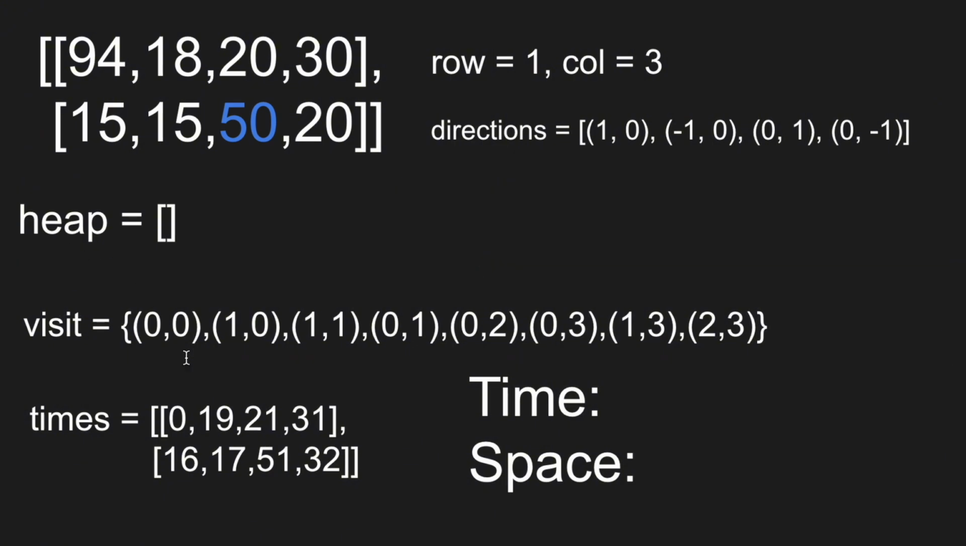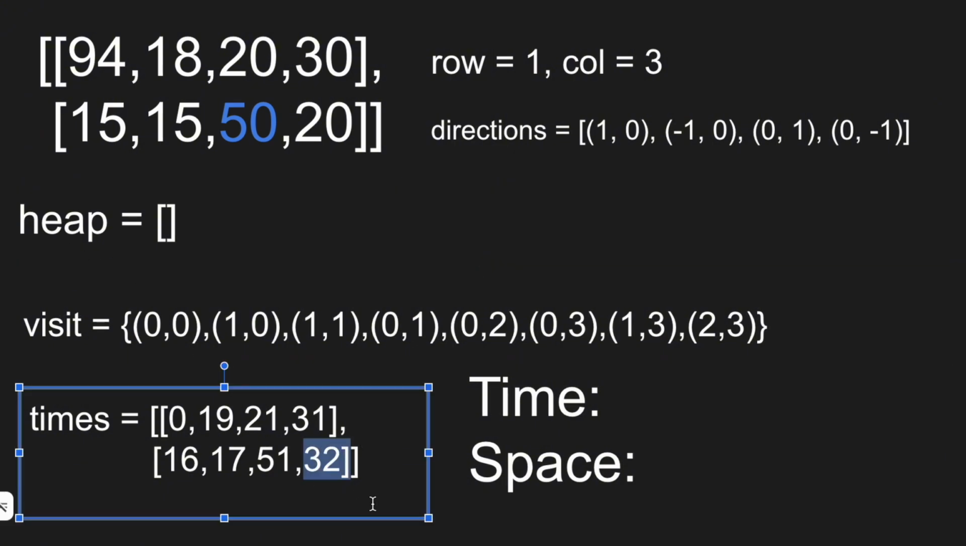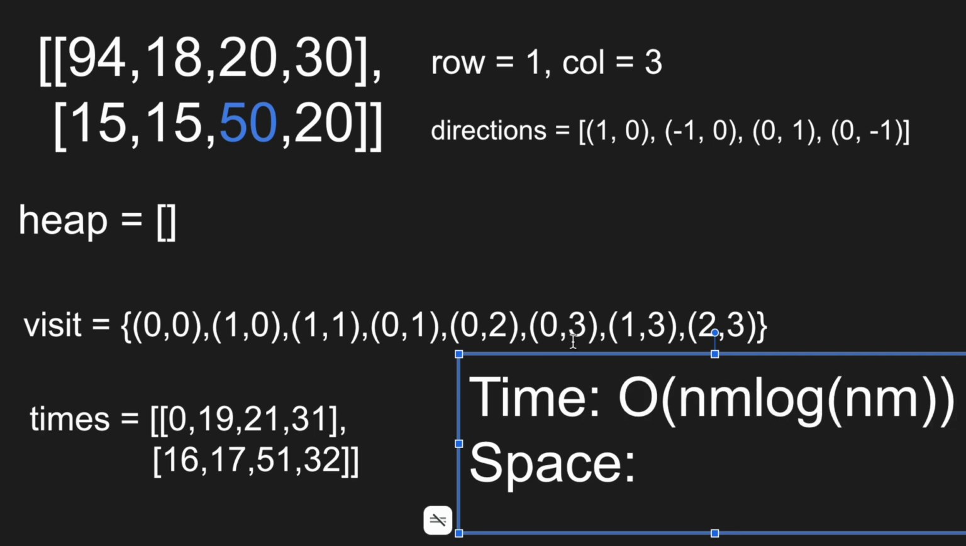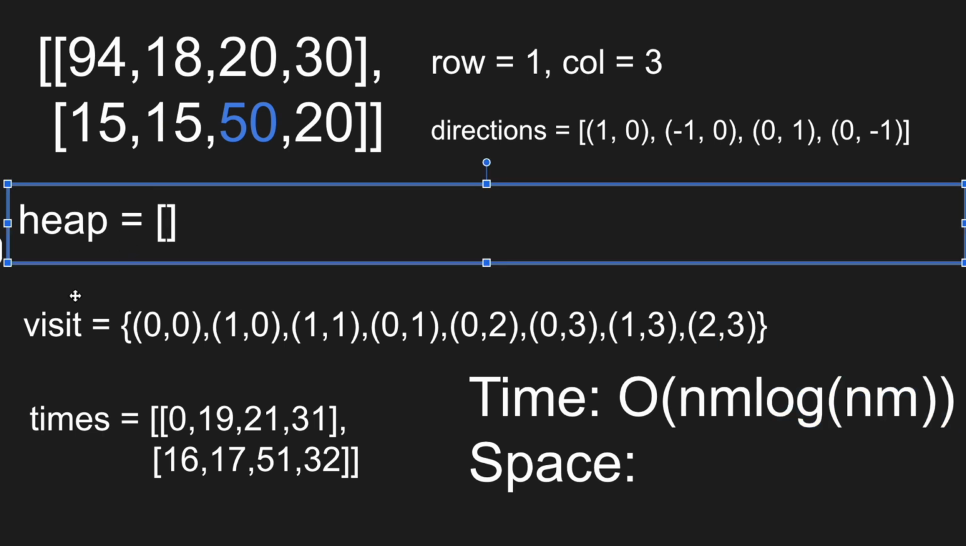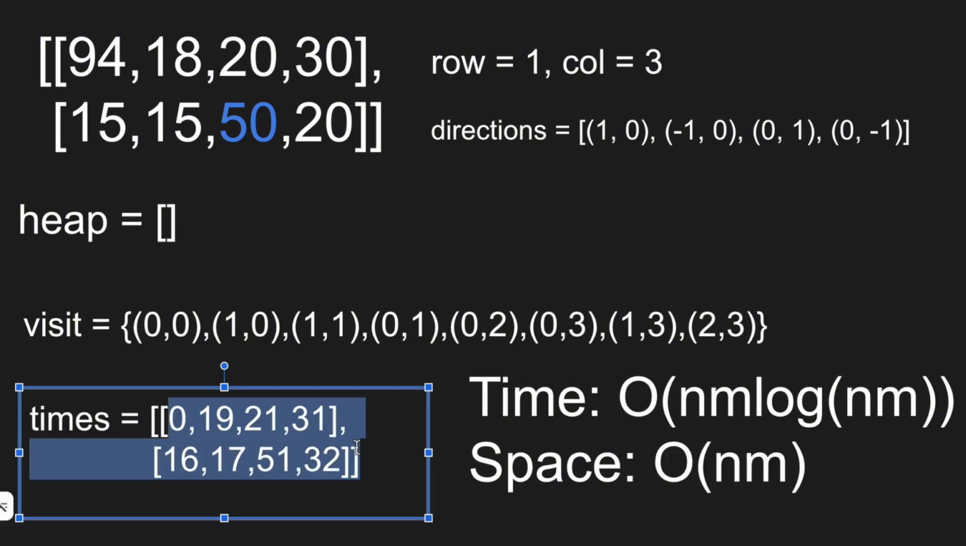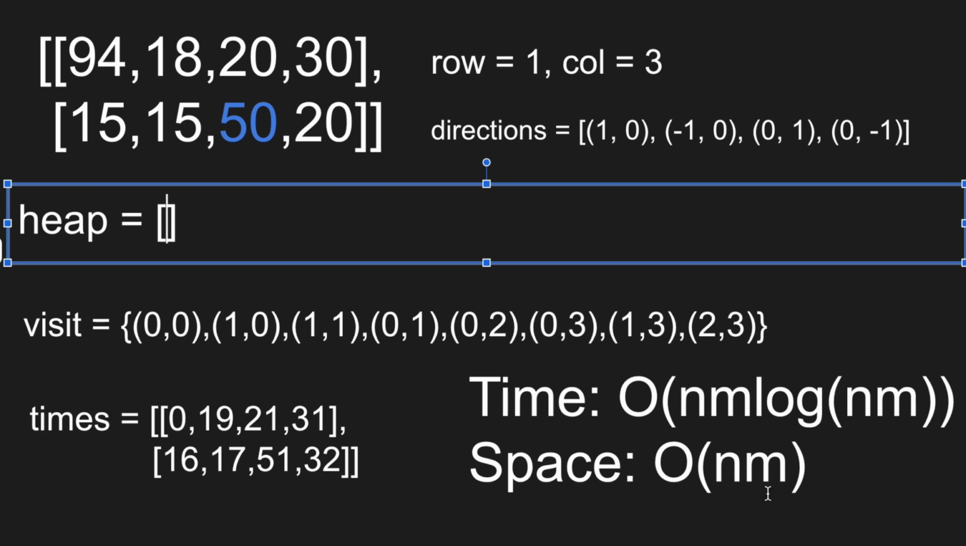And now that the heap is empty, we will return what it takes to come here, and it's 32 seconds, so we return 32. So the time complexity would be O of nm log nm, where n is the number of rows and m is the number of columns, because we will search through n rows and m columns, and log nm because it will take that amount of time to pop and push to the heap. And the space complexity would be O of nm because the visit set, the times array, and the heap will all take up to nm space.